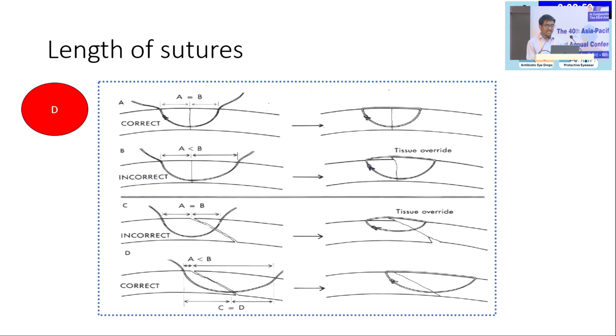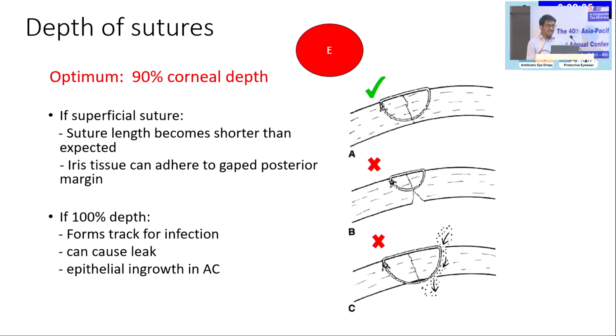Always remember to place sutures perpendicular to the tear margin, otherwise there will be tissue torque, wound slippage, wound gap and leakage. As far as the length of the suture is considered, the suture bite should be equal on both sides in terms of the posterior surface of the cornea rather than the anterior. So as you can see, in option D here, the tear margin is beveled, but the suture that has been passed is equal on both sides in terms of the posterior part of the cornea.